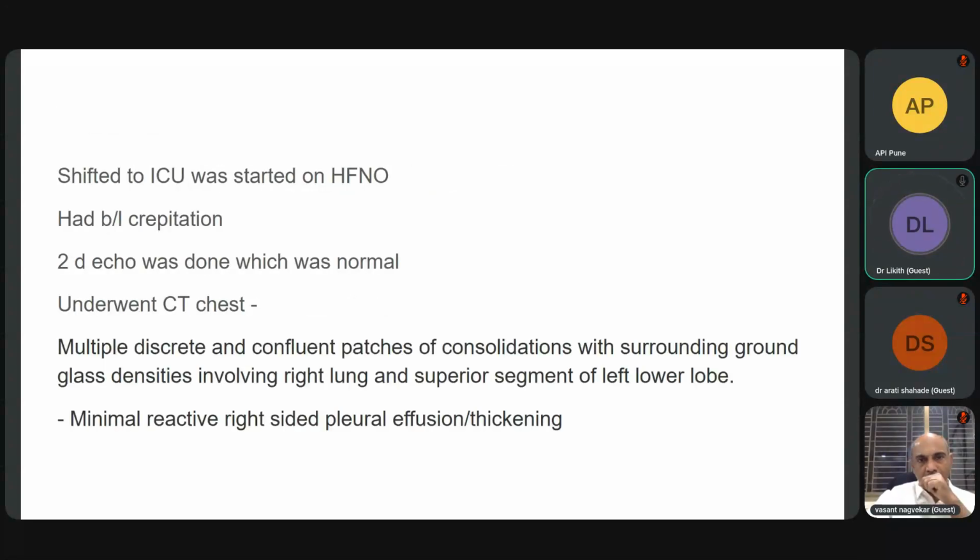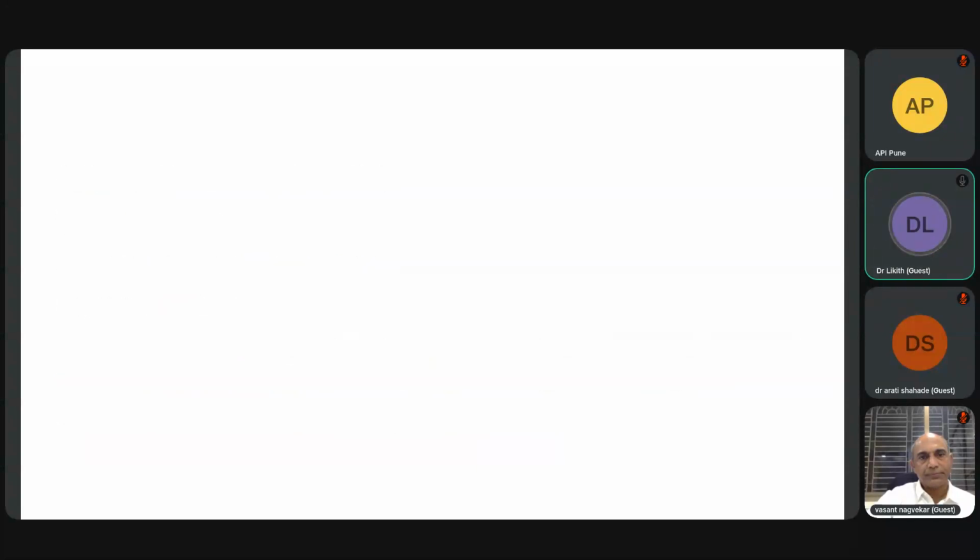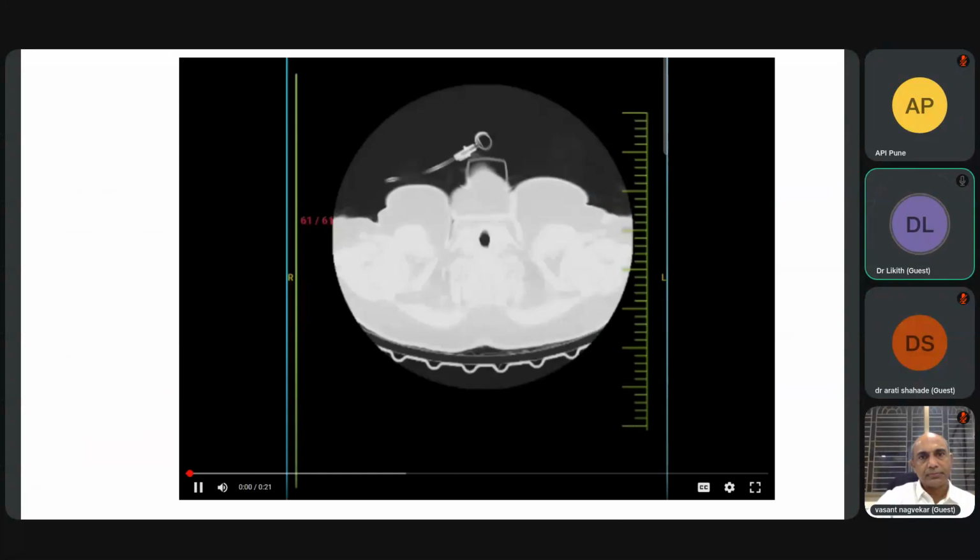She was shifted to ICU, requiring high flow inhaled oxygen, and had bilateral crepitations. Echo was normal. She underwent CT, which showed multiple discrete and confluent patches of consolidation with surrounding ground glass opacities involving the right lung and the superior segment of the left lower lobe, and minimal reactive right-sided pleural effusion and thickening. This was the CT of the patient.